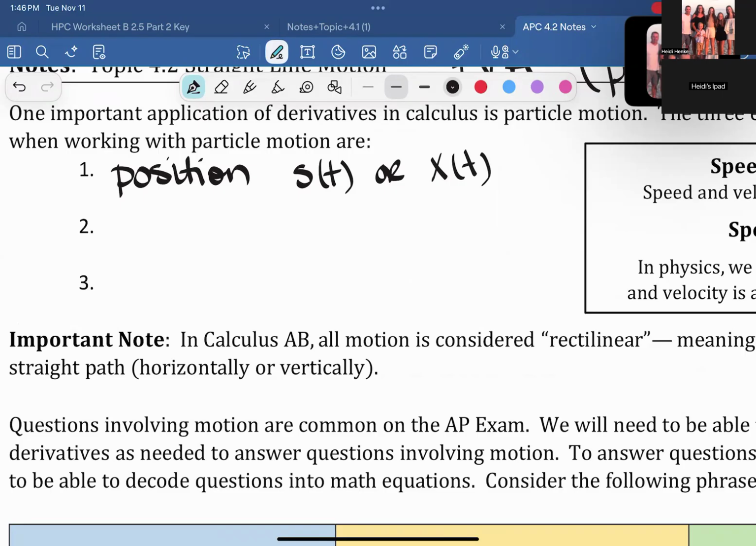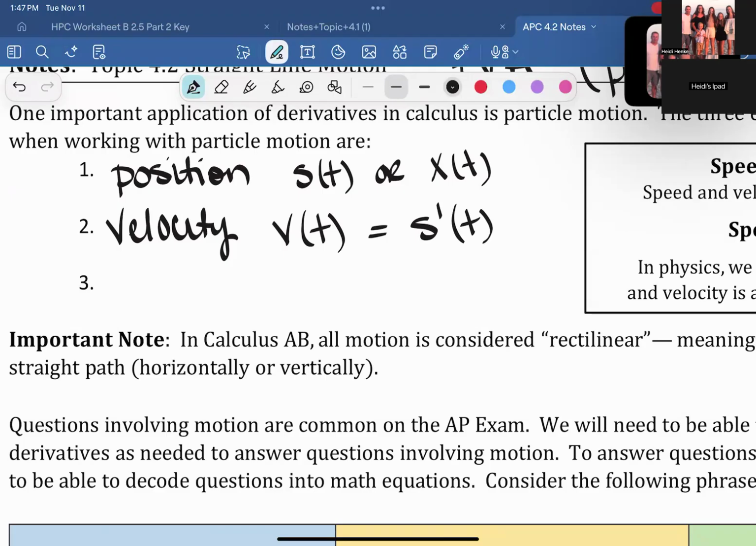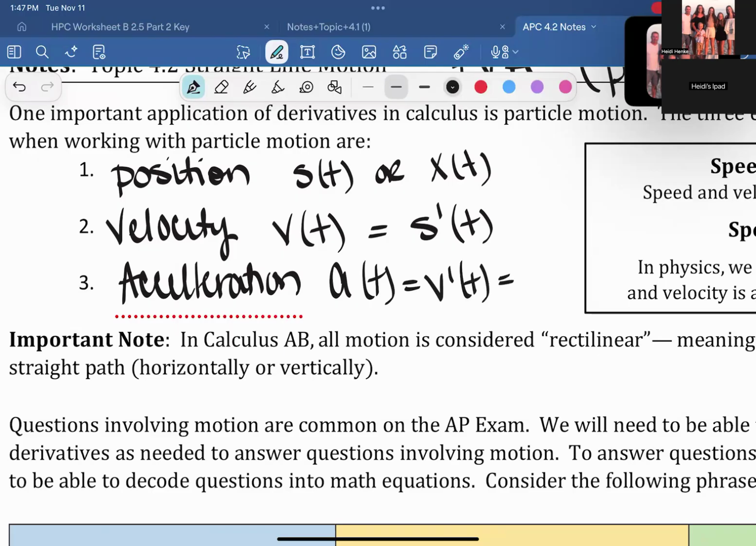Then you're going to have velocity. Velocity is the derivative of position. Velocity we're going to note with v of t, and it is the derivative of position. And then acceleration, which is going to be a of t, which is the derivative of velocity, therefore making it the second derivative of position. So it's p, then v, then a. Position is your original equation. The derivative of that is velocity. The derivative of velocity is acceleration.